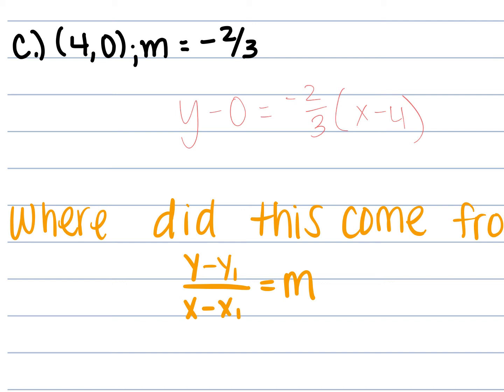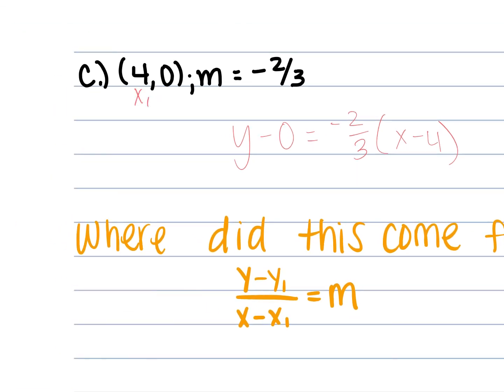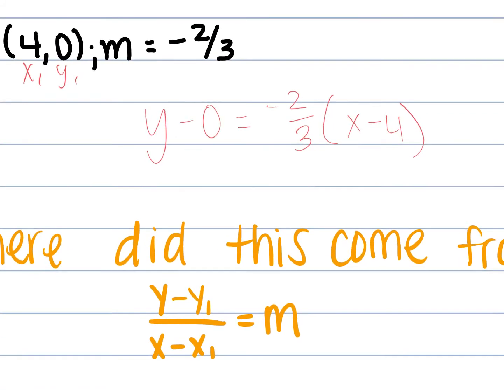Okay, did we get y minus 0 equals negative 2/3, x minus 4? You got x minus 0. Remember, the x1 value is this 4. The y1 value is this 0, okay? I would expect you guys to simplify one thing. Does anyone know what it is?